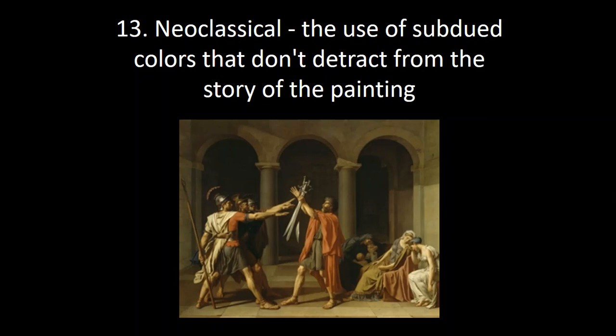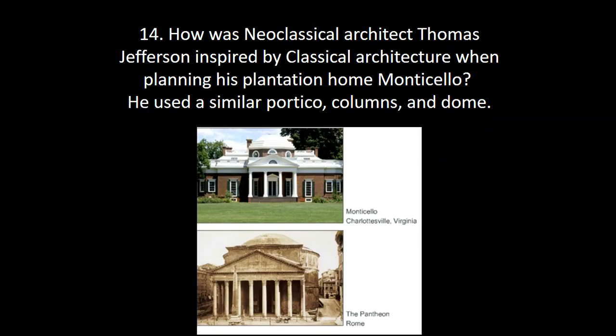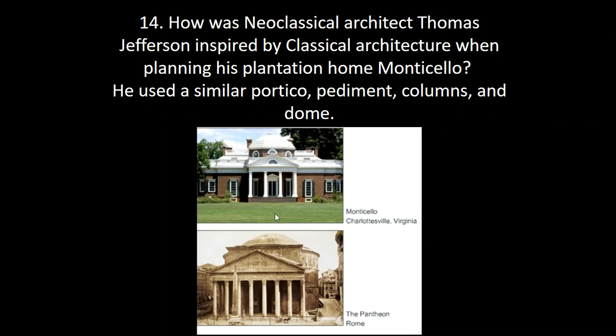All right. Question 14. How was neoclassical architect Thomas Jefferson inspired by classical architecture when planning his plantation home in Monticello? So we can look at the Monticello and compare it to the ancient classical Pantheon. And you'll notice the similarities visually, okay? So a portico is a structure that has this triangular structure supported by columns. So this is a portico, okay?